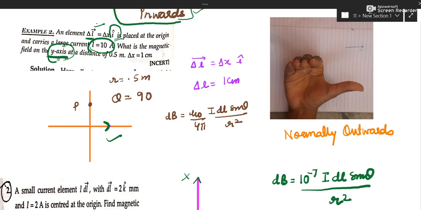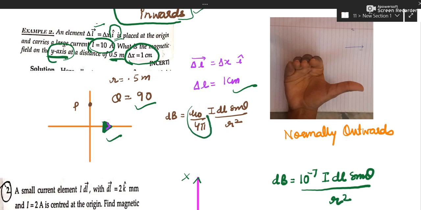That means theta is 90 degree. And distance is given as this. The only thing which I didn't find is length of the current element, which is given at last. So this is length of the current element. Current is flowing along positive direction of x-axis. So all the quantities are there.